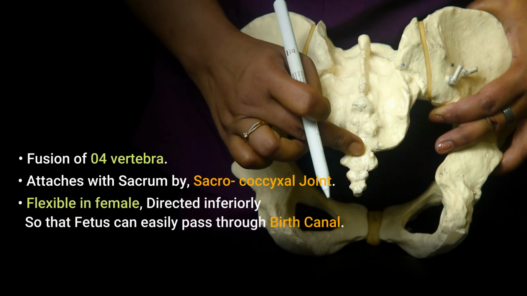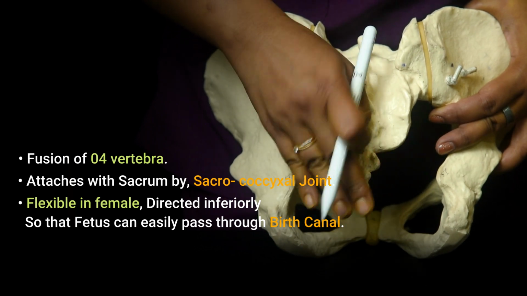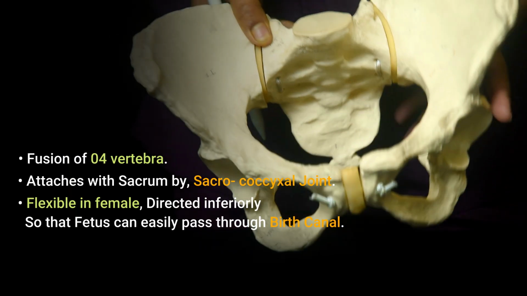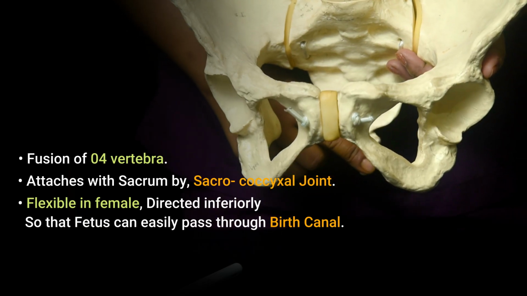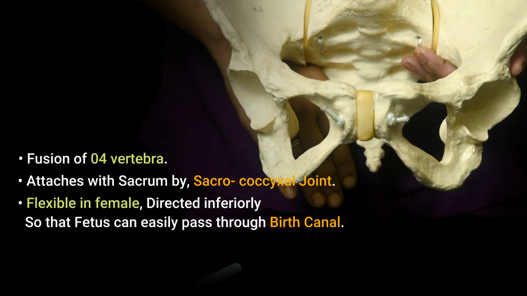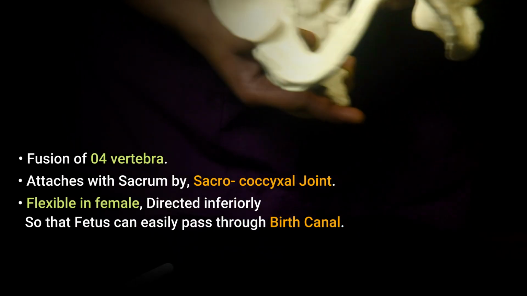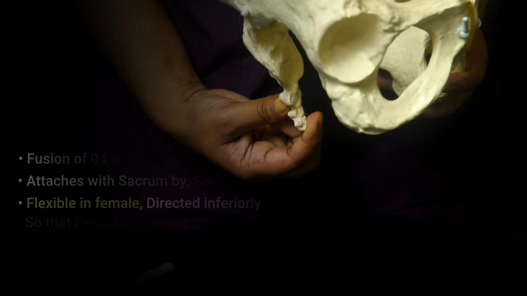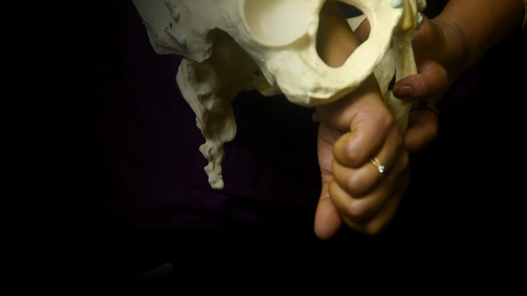is very flexible in human females and is directed inferiorly. Okay, if you hold it like this, you can see the coccyx is here, and this is flexible in females and is directed inferiorly so that the fetus can easily pass through the birth canal. So when it moves, as it is flexible, if it is moved posteriorly, the fetus gets more space here and can pass through the birth canal easily.